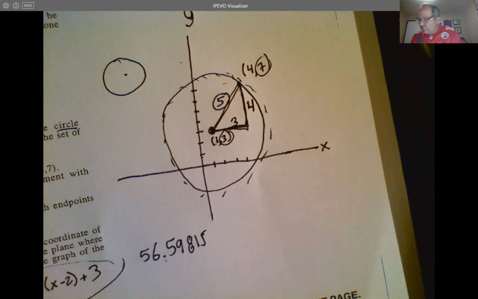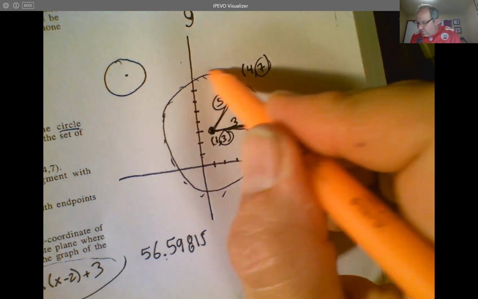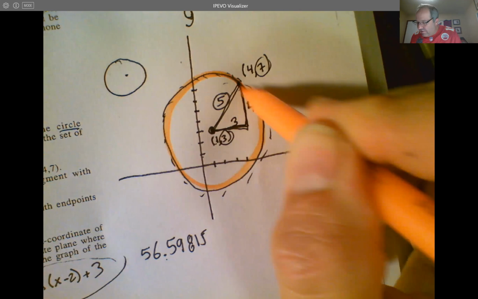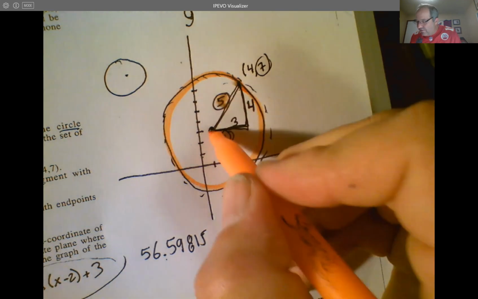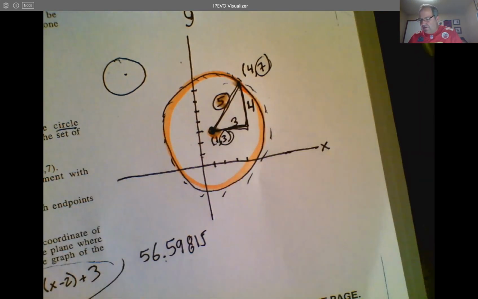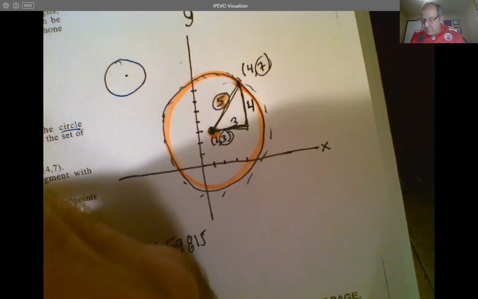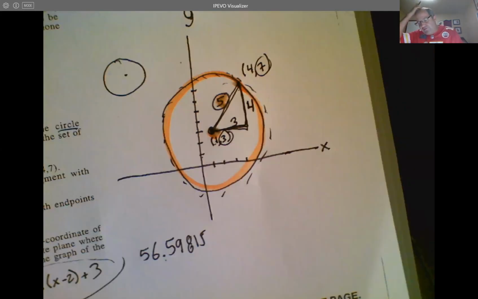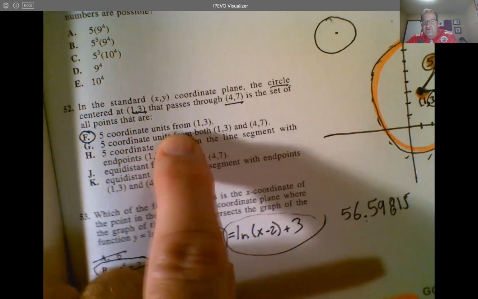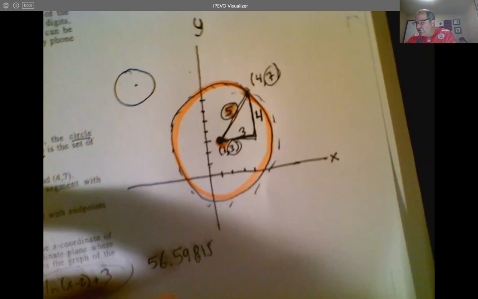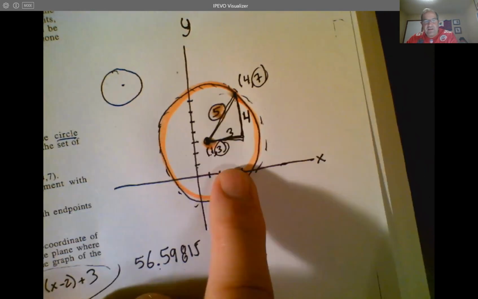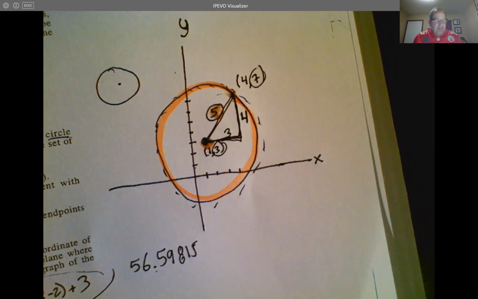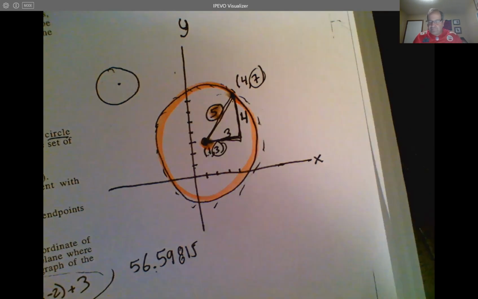So the circle, right? The circle is all the points that are 5 units away from the center. And if I look at the choices, letter F is the only one that says that they are 5 coordinate units from the center, which is 1, 3. And notice in the answer choices, they're not using the word center. They're wording it a little differently. But by drawing a picture, and notice this also has the Pythagorean theorem in it. It's got a triple in there. A lot of interesting things all tied in there.